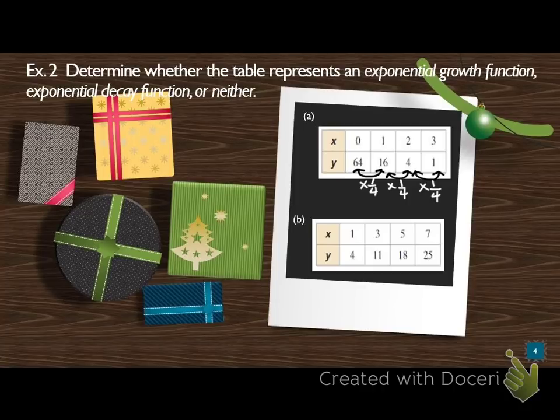So let's see, we've got 64 times 1/4. If we put that in our calculator, we get 16. We multiply that by 1/4 and we get 4, which is the next value, and then we multiply one more time by 1/4 and we do get that last value of 1. So we know it's exponential. The question is, is it a growth or is it a decay? Well, we can look at the values and figure out 64 to 16 to 4 to 1. Our values are getting smaller. So this is exponential, and it is an exponential decay.